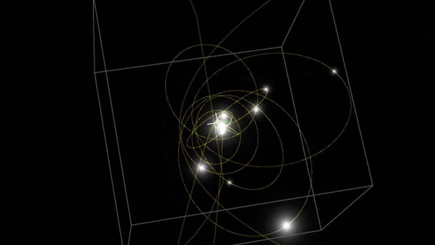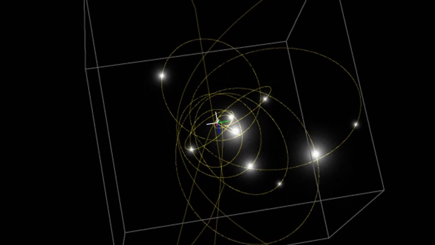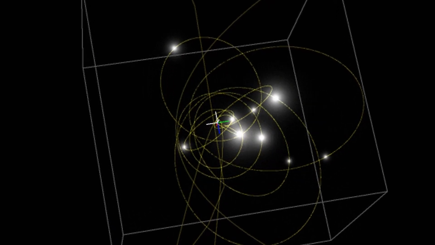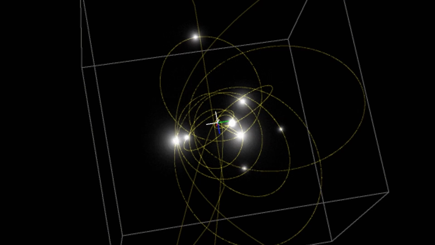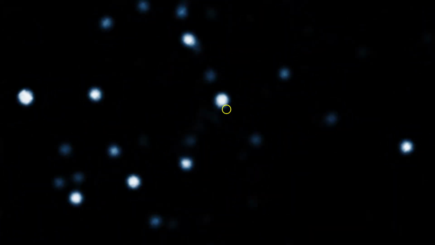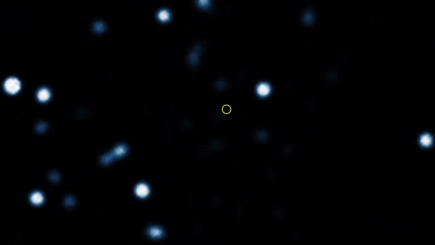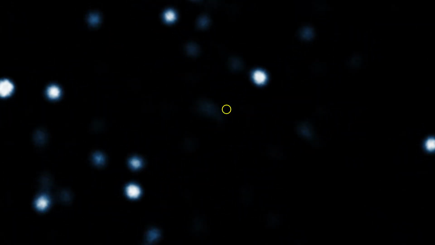S62 rotates around Sagittarius A star in less than 10 years and in a highly deformed orbit. It passed the closest point at a speed equivalent to about 10% of the speed of light. In other words, at almost 30,000 kilometers per second. This makes S62 the fastest object ever observed.